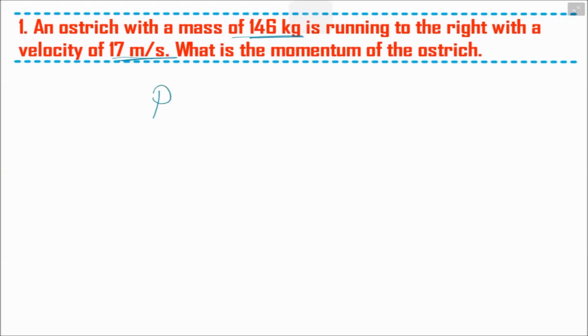In this question it says mass 146 and the velocity 17, and it asks what's the momentum. Formula of the momentum, p equals m times v, so 146 times 17, which is velocity, equals 2482, and the unit of momentum is kilogram times meter per second.